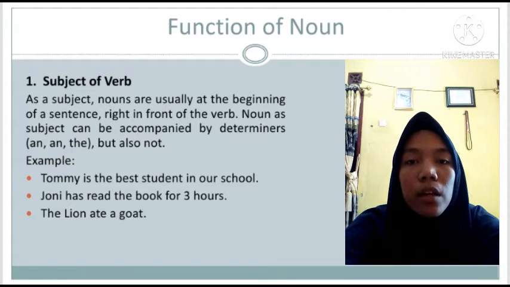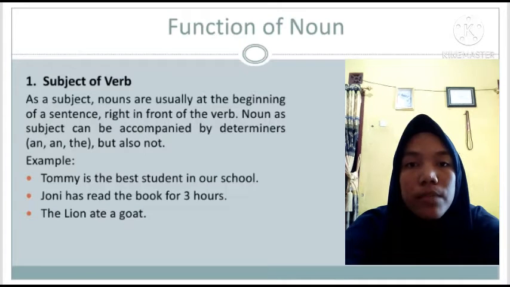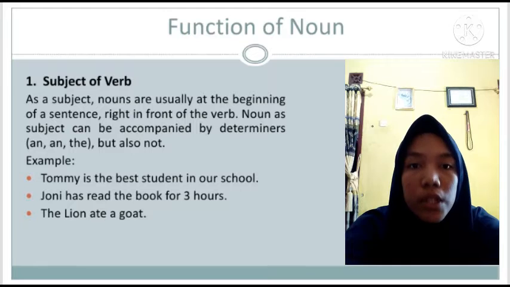Next, functions of nouns. The first is subject of a verb. As a subject, nouns are usually at the beginning of a sentence, right in front of the verb. A noun as subject can be accompanied by determiners such as a, an, the, but also not. For example, the first: Tommy is the best student in our school. The second: Johnny has read the book for 3 hours. The third: the lion ate a goat.